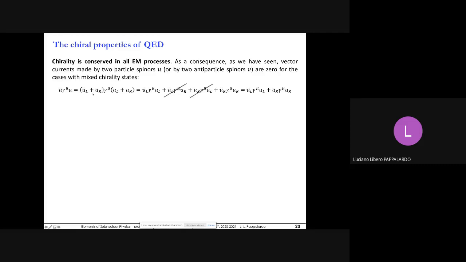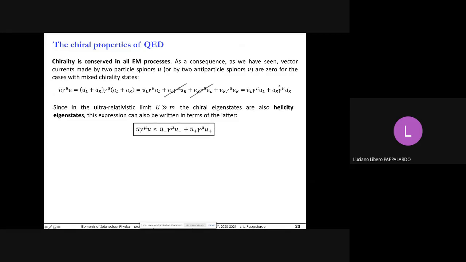If you remember, we developed our vector current: each spinor can always be decoupled into a left-handed and right-handed chiral state. Then we made all the products, and we had 4 contributions. We showed that the mixed contributions, left-right or right-left, are always 0, and the only 2 surviving are the pure contributions, left-left or right-right. This corresponds to saying that in electromagnetic processes, which are based on vector currents, chirality is conserved. So the chirality entering the vertex is the same as that exiting.